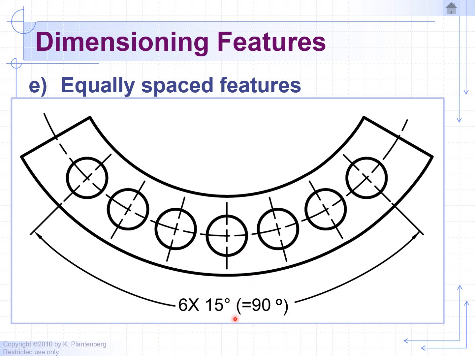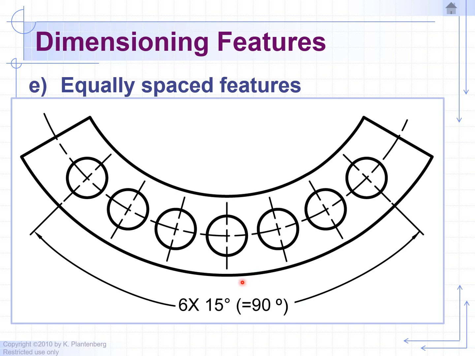The overall spacing of the pattern is 90 degrees. 6 times 15 is 90. So the angle from this center line to this center line, the overall, is 90 degrees. But notice it's in parentheses. It's telling the machinist or the inspector, do not measure this. It's just reference only. We do not need to inspect to this. This is just so you know, for a sanity check, that this is 90 degrees. The important dimension is that we have 15 degrees in between the holes.